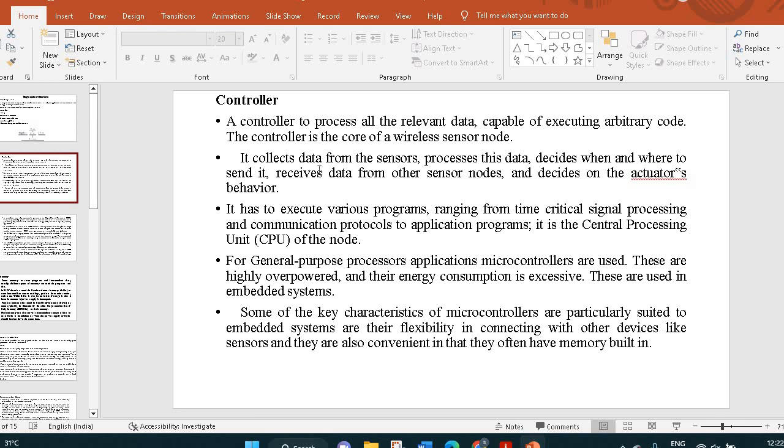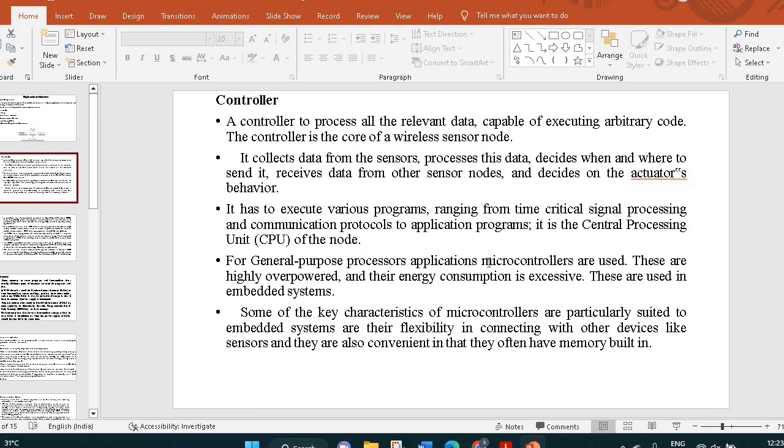First one is controller. A controller is used to process all the relevant data, capable of executing arbitrary code. The controller is the core of a wireless sensor node. It collects data from the sensors, processes this data, decides when and where to send it, receives data from other sensor nodes and decides on the actuator's behavior. It has to execute various programs ranging from time-critical signal processing and communication protocols to application programs. It is the central processing unit of the node.